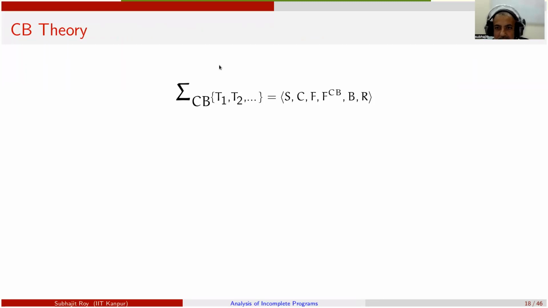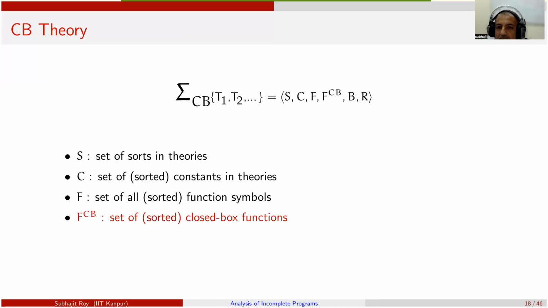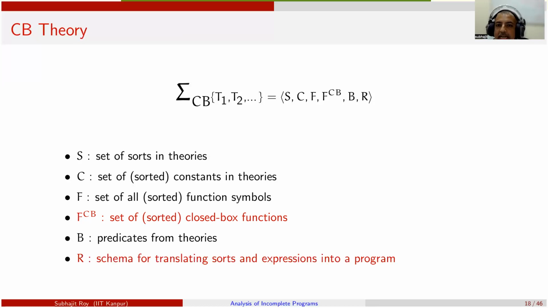Now this is the signature of our theory. You have the regular set of sorts that you could have in a regular SMT format. You could have a set of sorted constants and function symbols, but we also extended it with sorted function symbols for these closed box functions. Then predicates from the theories, and we need what we call the rewrite schema. This rewrite schema is a way of exchanging information between the fuzzer and the SMT engine.